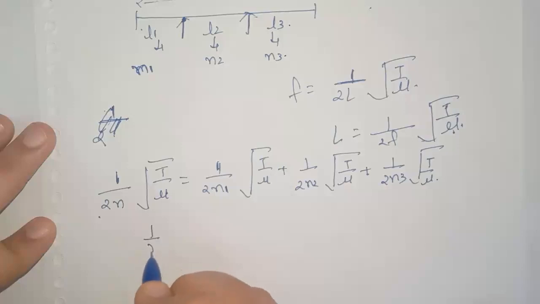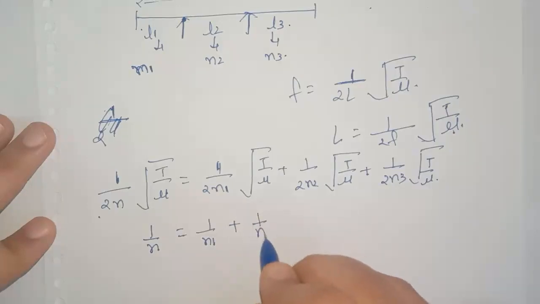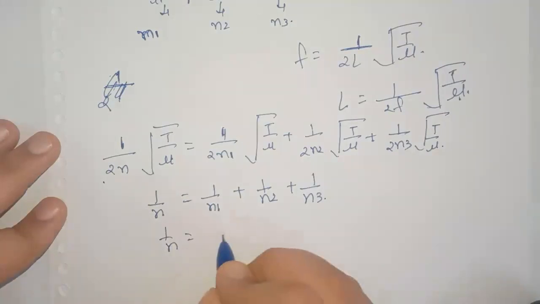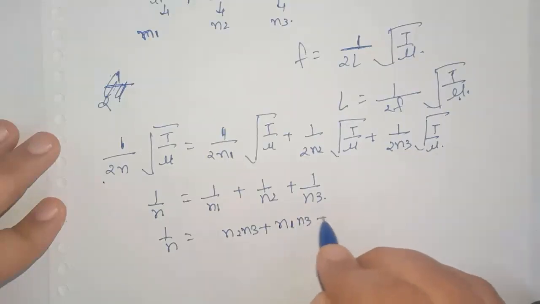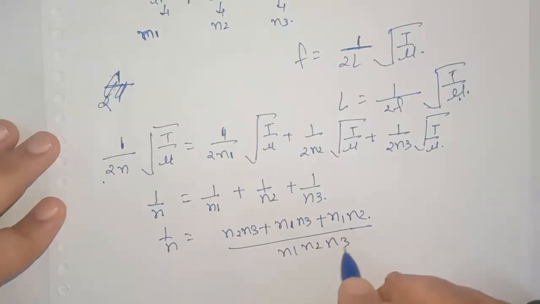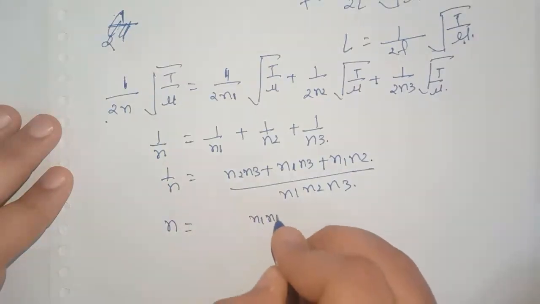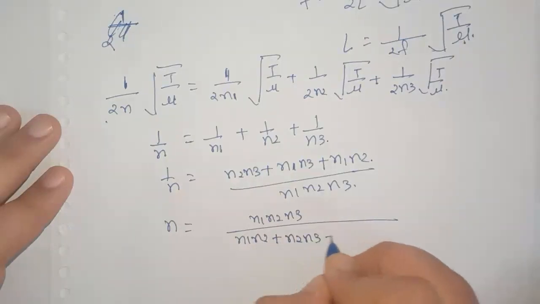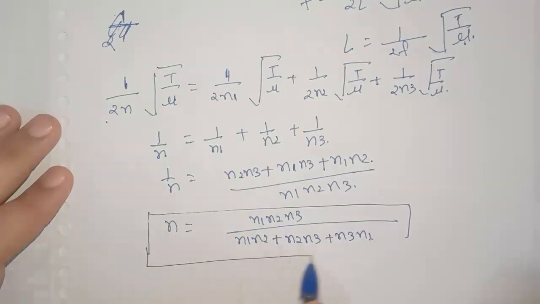So we can write 1 by n is equal to 1 by n1 plus 1 by n2 plus 1 by n3. So 1 by n will be n2 n3 plus n1 n3 plus n1 n2 divided by n1 n2 n3. So n will be equal to n1 n2 n3 divided by n1 n2 plus n2 n3 plus n3 n1. So this will be the frequency of the original string.